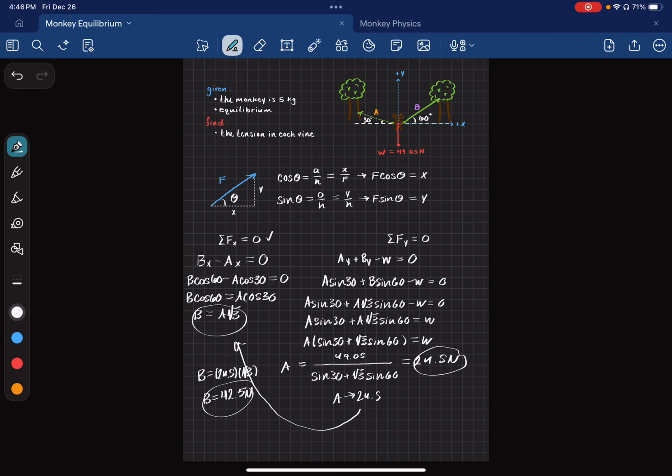So the question said, find the tension in each vine, A and B. So we have A and we have B. So we solved the problem.